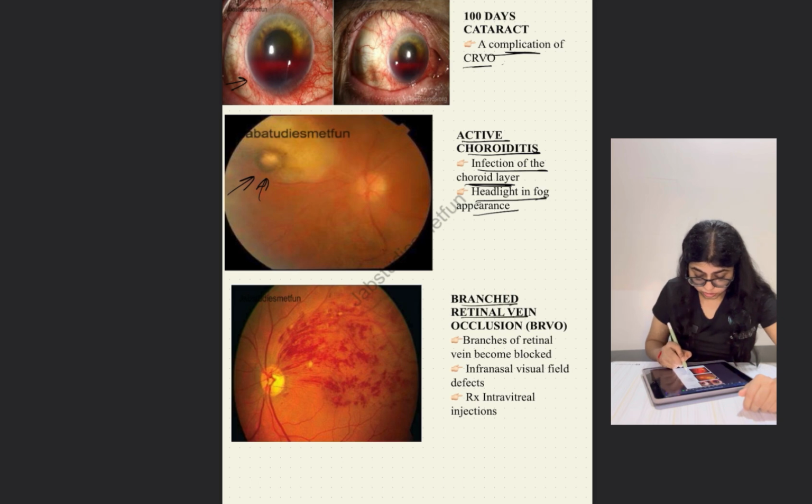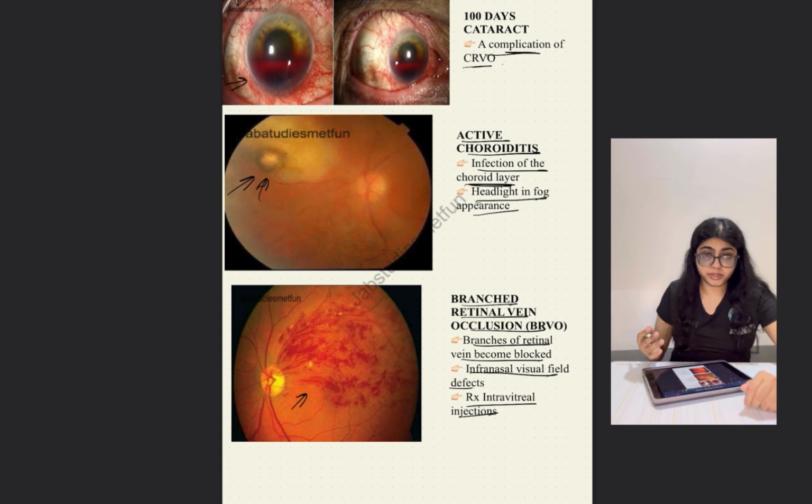Branch retinal vein occlusion. Branches of retinal vein become blocked. Inferonasal visual field defects are mostly seen. The treatment for this is intravitreal injections. So this looks just like tomato splashed appearance of CRVO, but it is particularly segmented to the branch of the retinal vein that has been occluded.